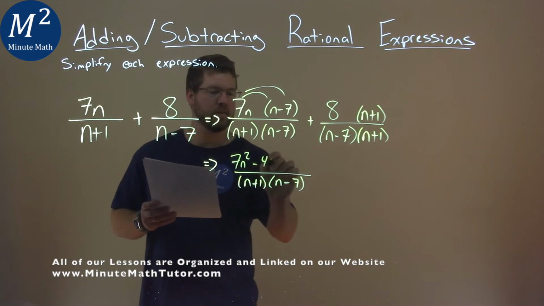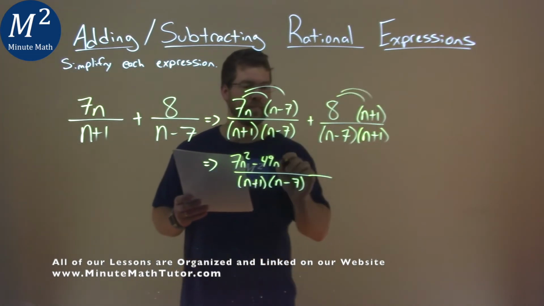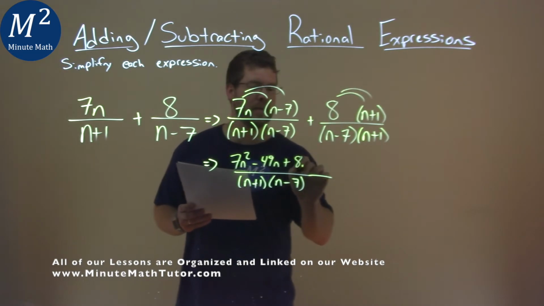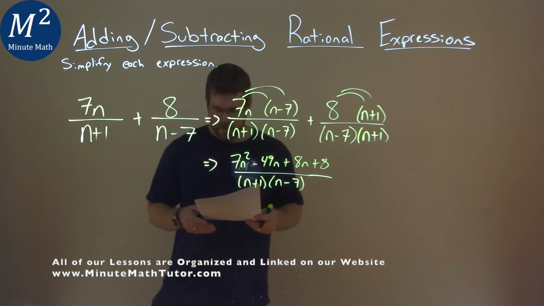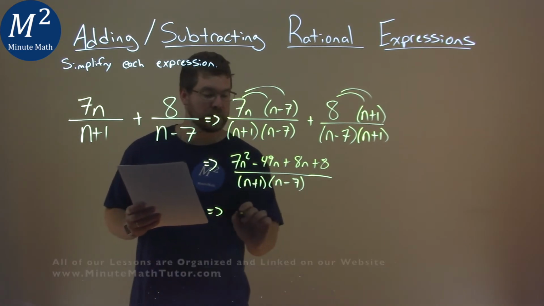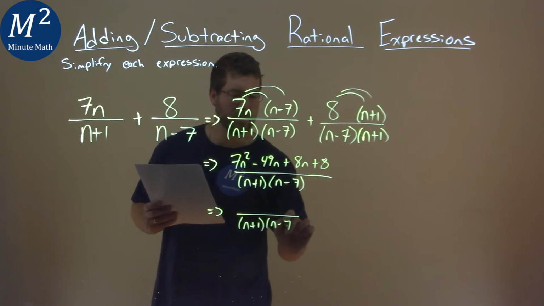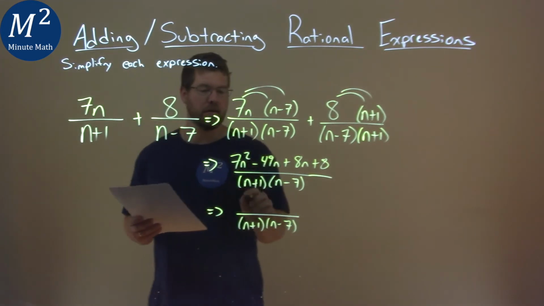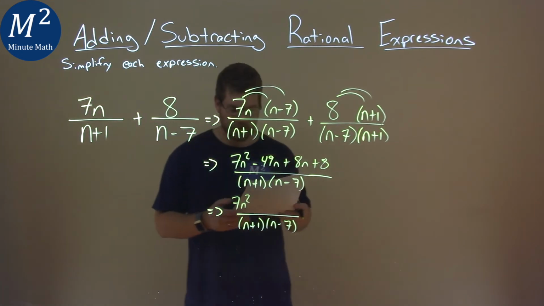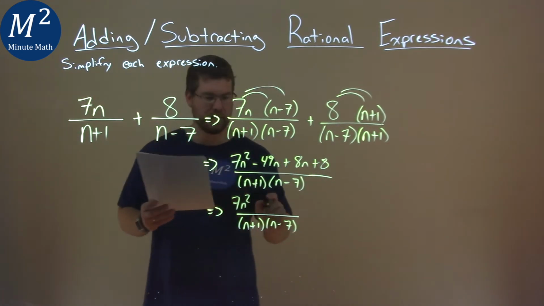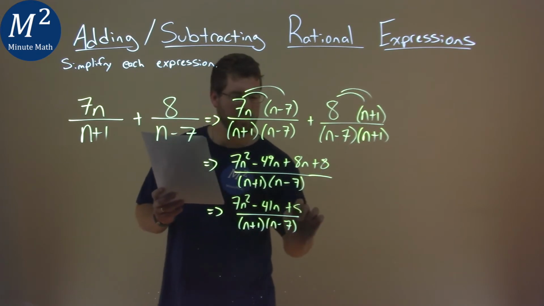We subtract it, 49n. We're going to do the same thing with the 8 here. We add 8 times n, which is an 8n. And 8 times a 1 is an 8. So now we want to combine our like terms in our numerator. We have an n plus 1 and n minus 7 in the denominator. There's nothing else with the n squared, so we have 7n squared. We have a negative 49n plus an 8n is a negative 41n, and we just bring down the 8.